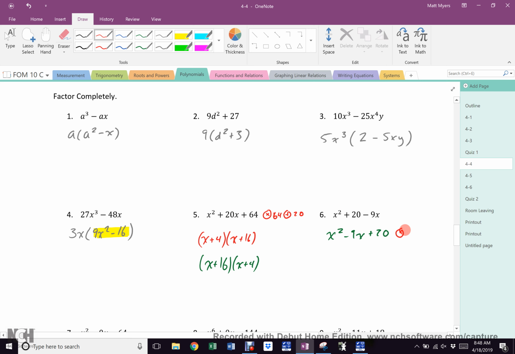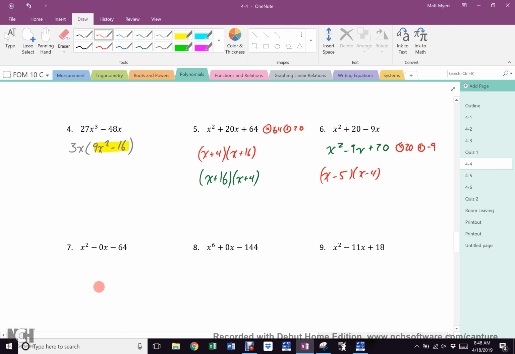I multiply to 20, and I add to negative 9. What is it? Minus 5, minus 4. Brilliant! What's 7? 8. X, not x squared, you idiot. X plus 8, x minus 8.